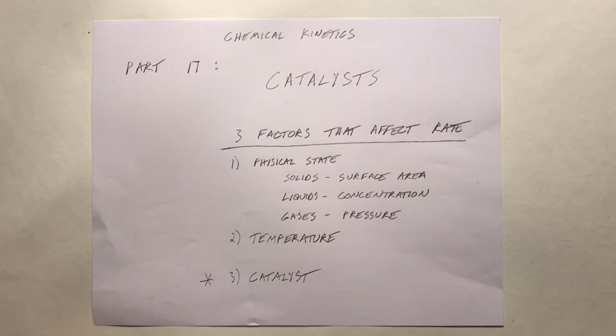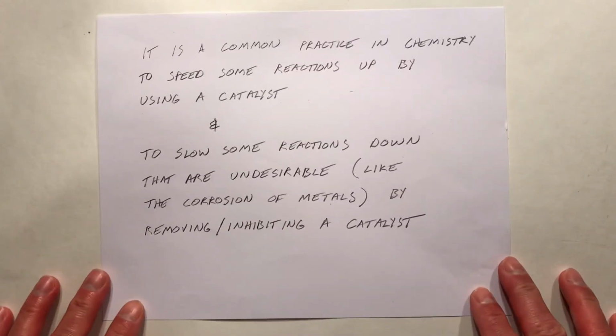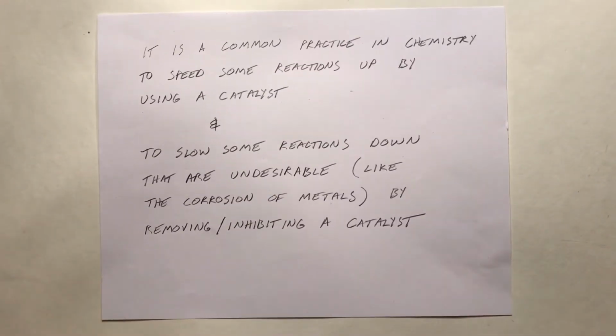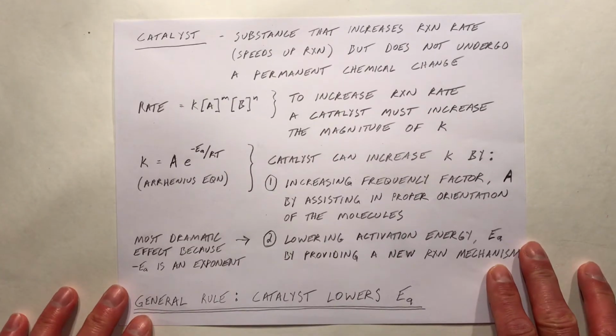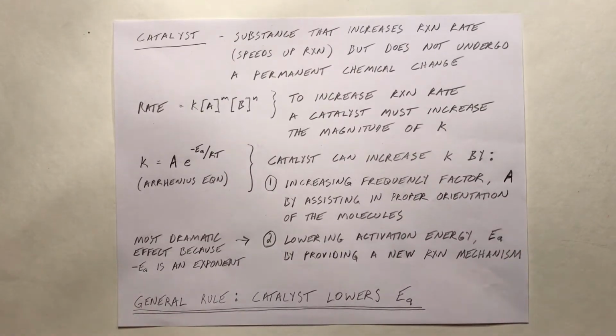In this video, we're going to consider the presence of a catalyst and how that can speed up a reaction. Now, it's a common practice in chemistry to speed up some reactions by using a catalyst. And it's also a common practice to slow down other reactions, undesirable reactions like the corrosion of metals, by removing or inhibiting a catalyst. A catalyst is a substance that increases reaction rate or speeds up a reaction, but does not get used up, or in other words, does not undergo a permanent chemical change in the reaction.